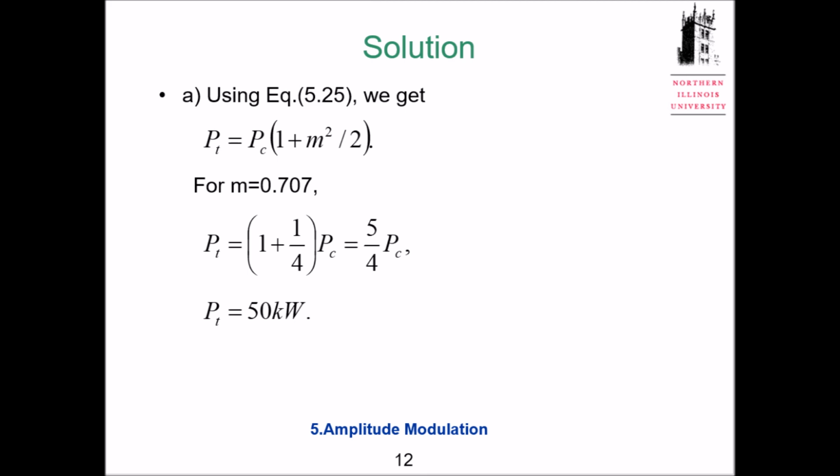When I transmit a sinusoid wave with m 0.707, my average output power will be 50 kilowatt. Really huge, really huge. If you can touch the antenna, it will be freaking cold, because all the power is transmitted outside. So now, any problem for part A?